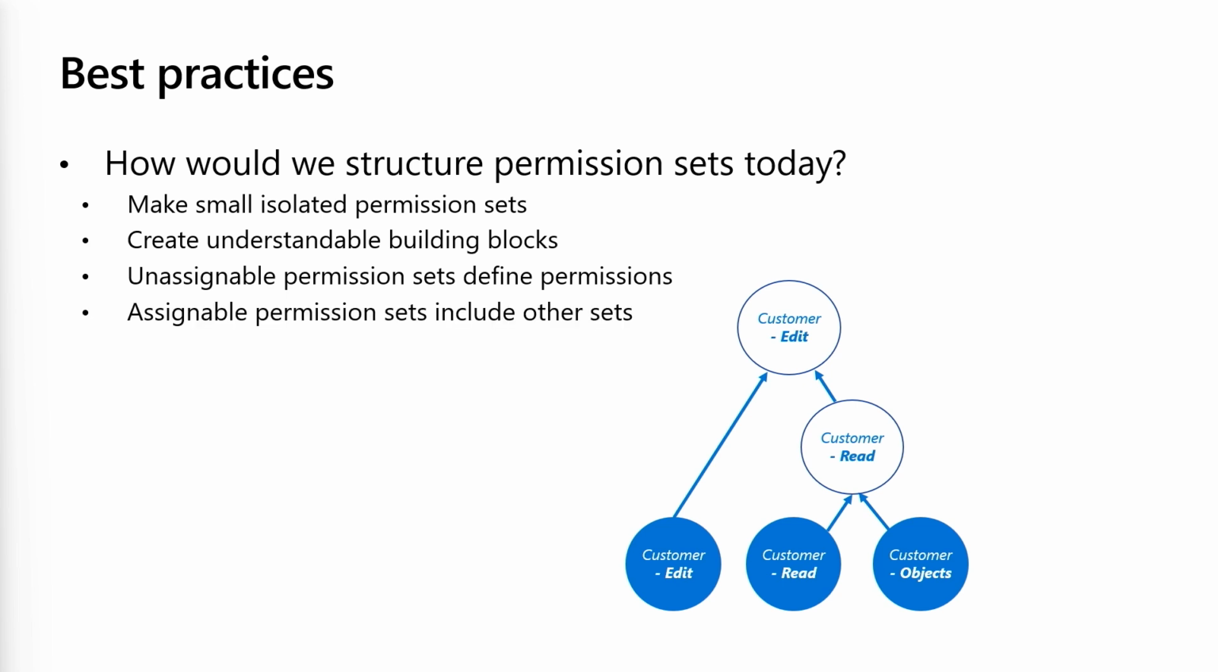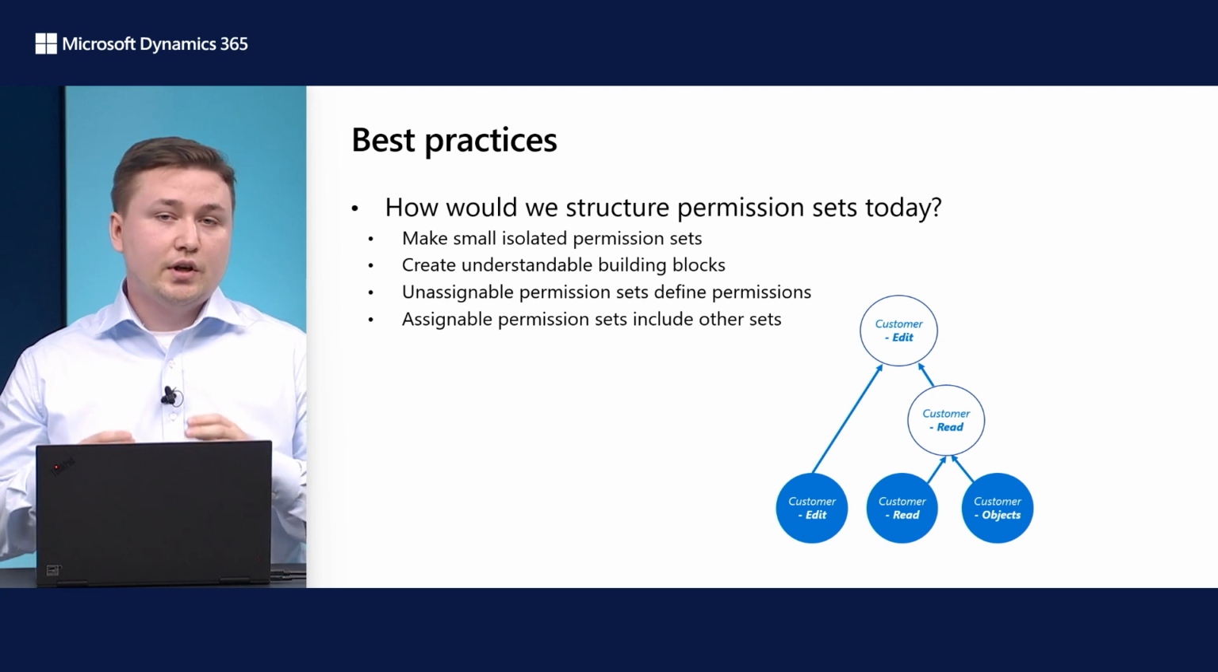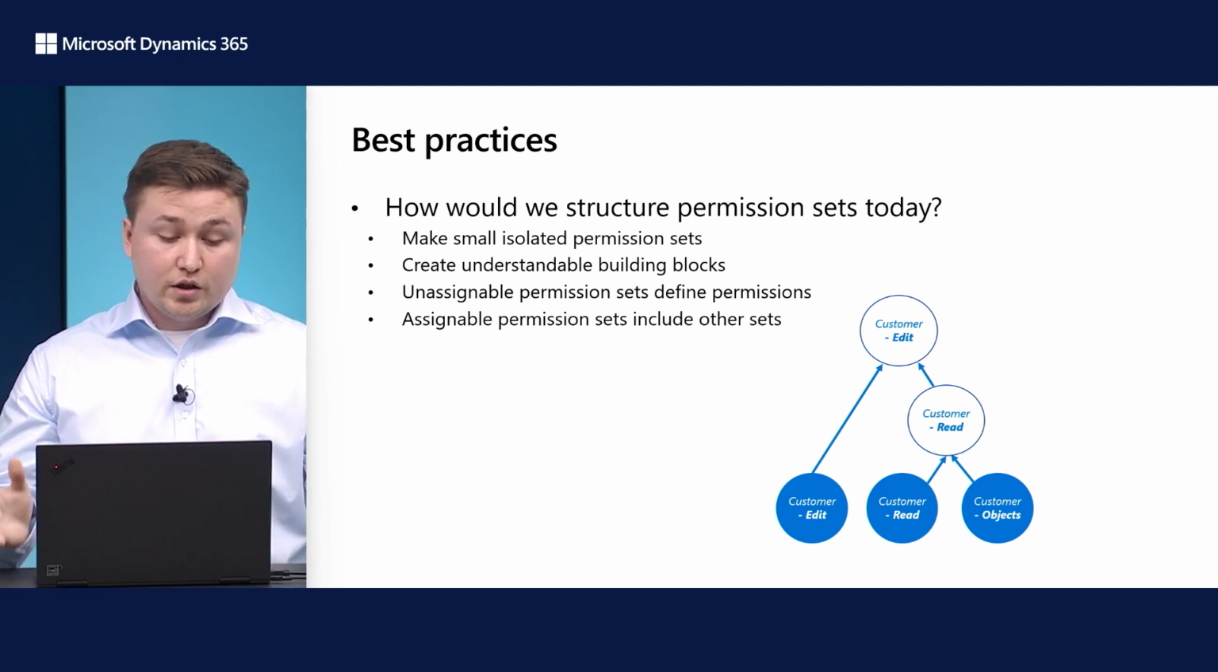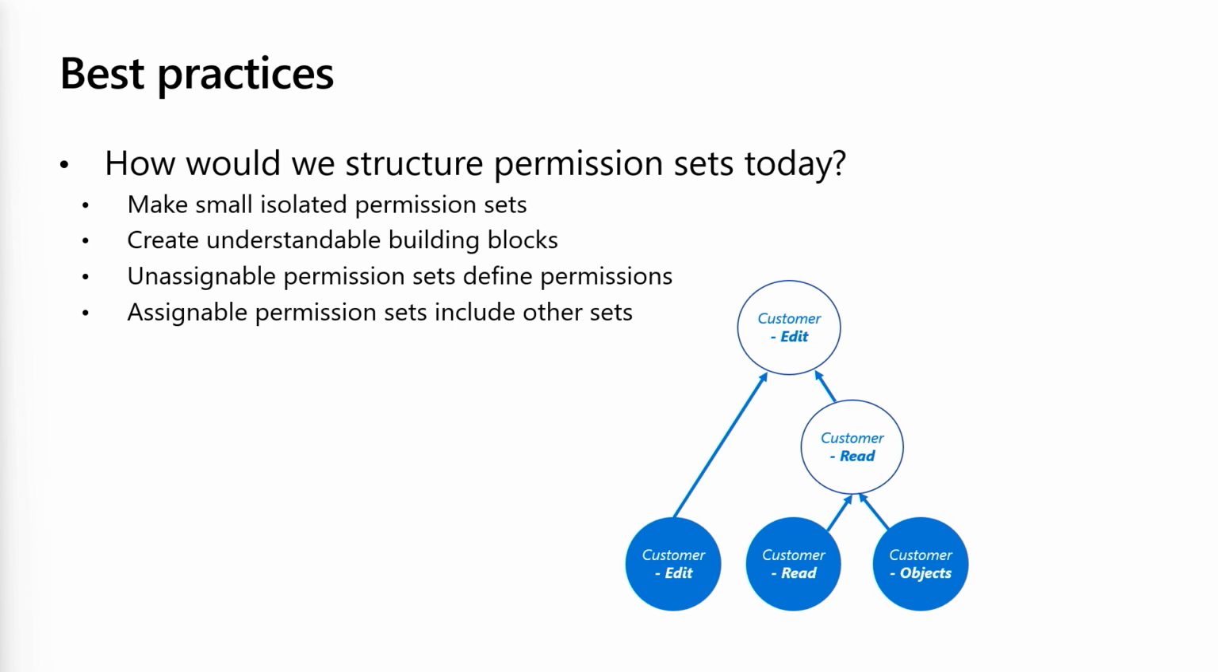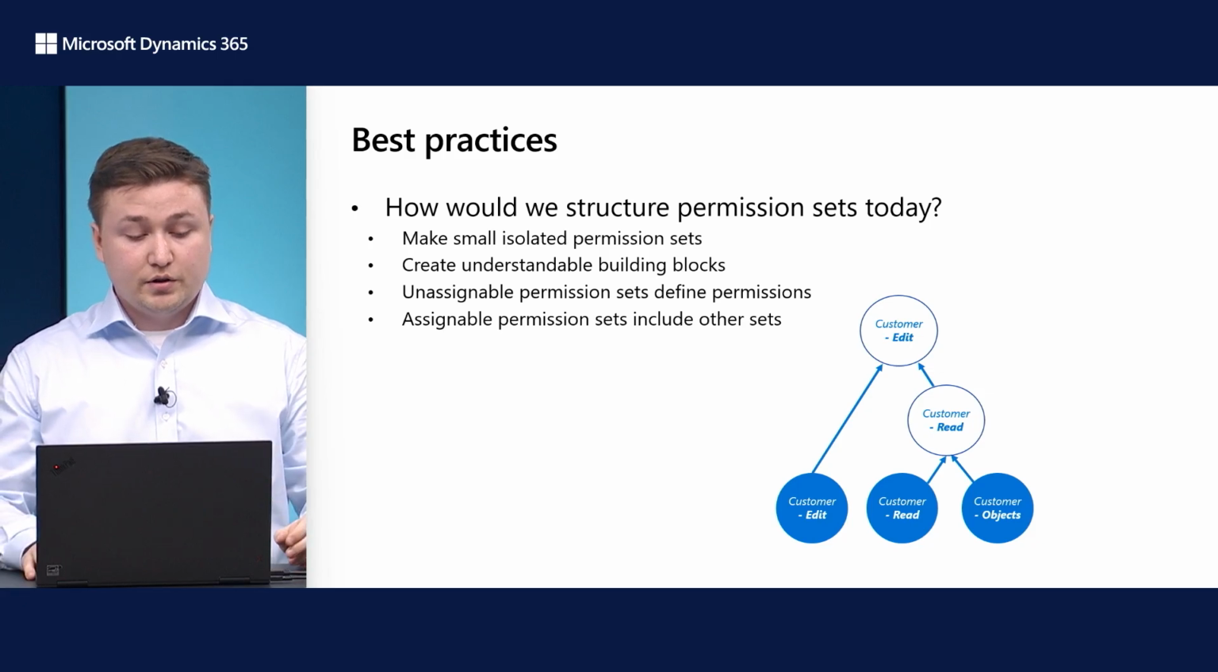Then from there on, we build these building blocks. Now we can use the assignable permission sets to pick and choose which functionalities we want our sets to include. So you see customer read includes the unassignable customer read as well as customer objects. And then you see that the customer edit includes the customer read as well as some permissions to edit. And that's pretty much how we would go about building these building blocks.